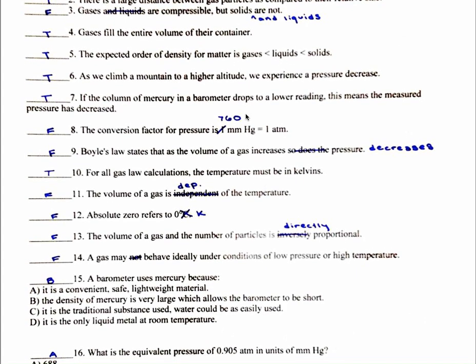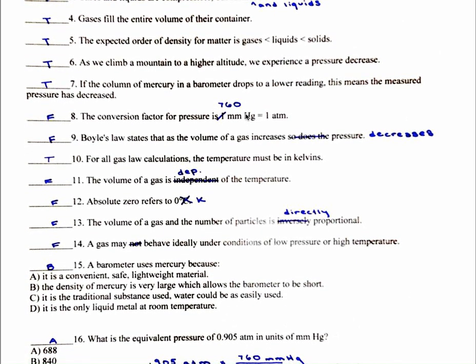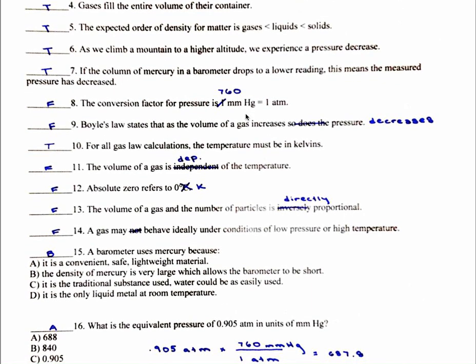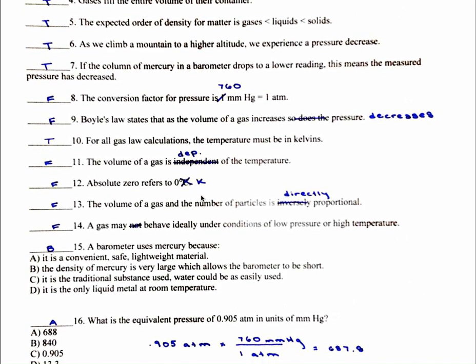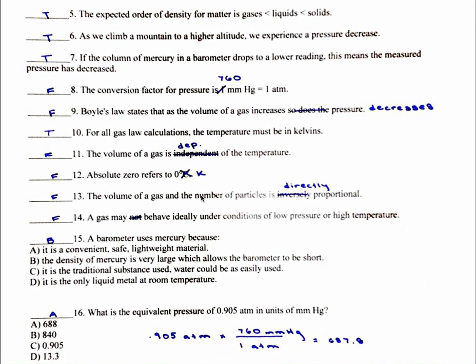That's true. As we climb a mountain to a higher altitude, we experience a pressure decrease. That is true. If the column of mercury in a barometer drops to a lower reading, this means the measured pressure has decreased. Yeah, because in a barometer, you have the atmospheric pressure pushing down on the liquid in the bath, which causes the liquid in the barometer to go up. So if the liquid drops down, that means that the pressure that's pushing down outside has dropped as well.